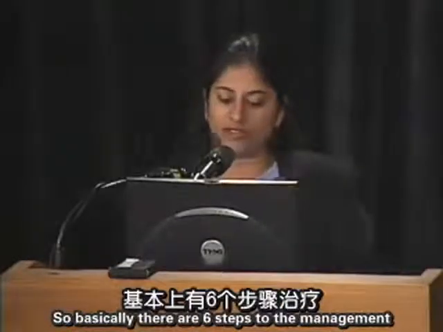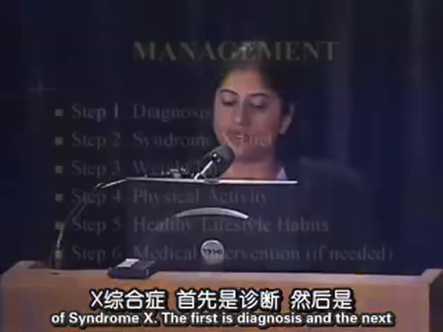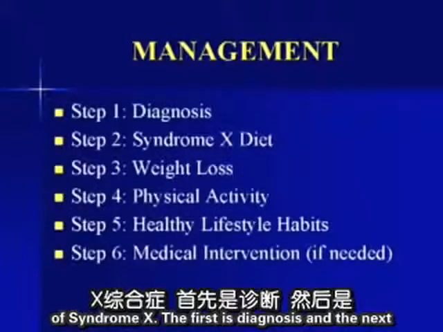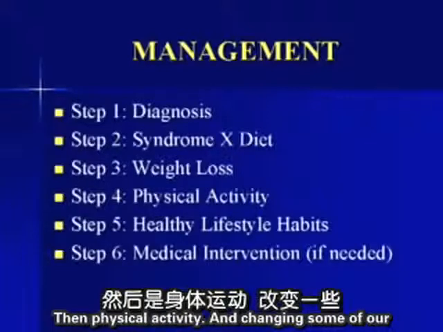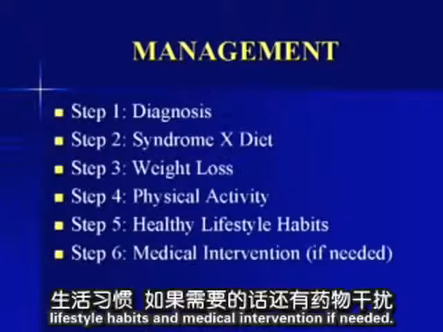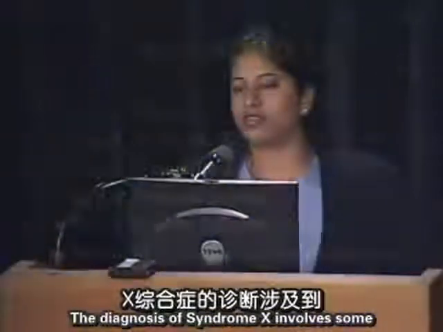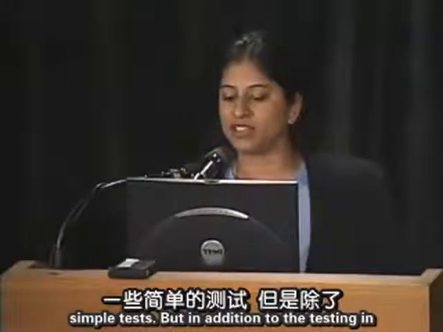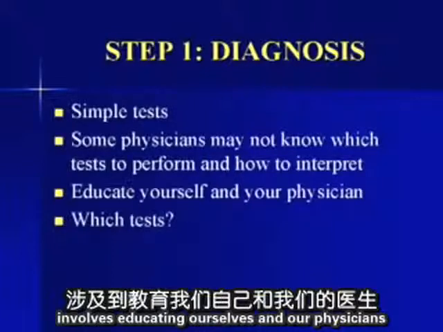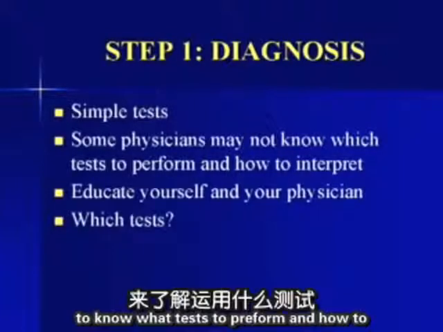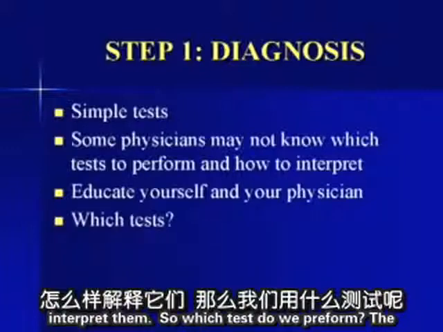So basically, there are 6 steps to the management of Syndrome X. The first is the diagnosis. The next is the diet. Step 3 refers to weight loss, and then physical activity, then changing some of our lifestyle habits, and then medical intervention if needed. The diagnosis of Syndrome X involves some simple tests, but in addition to the testing, it involves educating both ourselves and our physicians to know which tests to perform and how to interpret them.